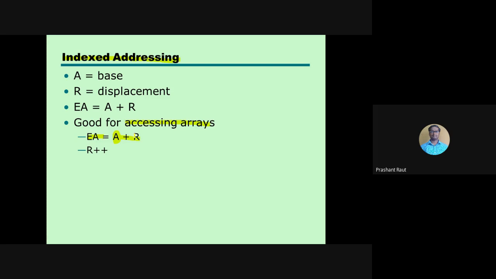Plus, suppose I want to access the fourth element. So I can say A plus 4. That is, we are accessing the fourth element of an array. Such kind of addressing is called indexed addressing.